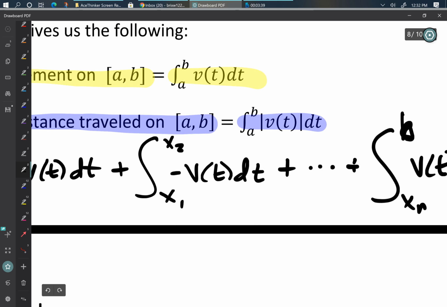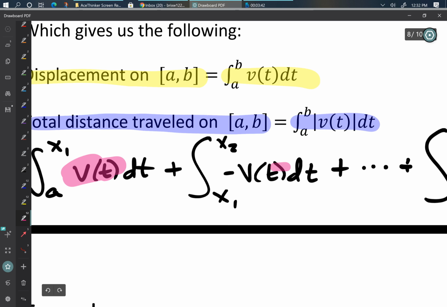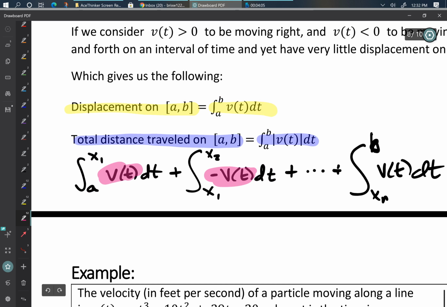Where the integrands at every step are either v of t or negative v of t, depending on whether your velocity is positive or negative on that interval. If the velocity is positive on that sub-interval, then we just leave it as v of t, but if the velocity happened to be negative on that sub-interval, we would put an extra negative in there to make it positive again, and then you just add up all those chunks, and they will give you your total distance traveled. The true challenge is figuring out all those x's that you have to break it up into, because you have to take your velocity function, figure out where it's positive, figure out where it's negative, find all those intervals, and then rewrite it.